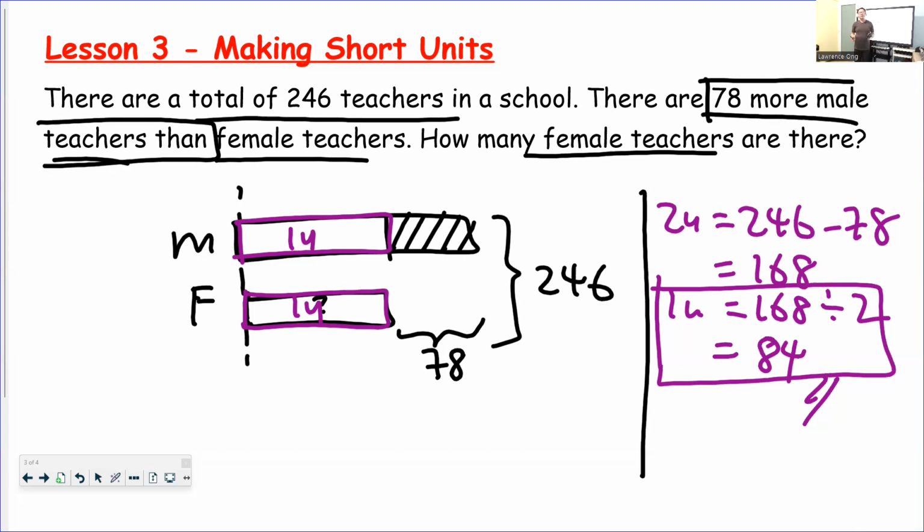But when do we create short units? We create short units when we want to find the value of the female, who is lesser. When you want to find the value of this box, which is shorter in length, then you have to cut away the longer part to make short units, so that you can find the value of the female's rectangle, which is shorter. So that is lesson 3, how we make short units. In the next lesson, we will talk about how to make longer units, so stay tuned for the next lesson.